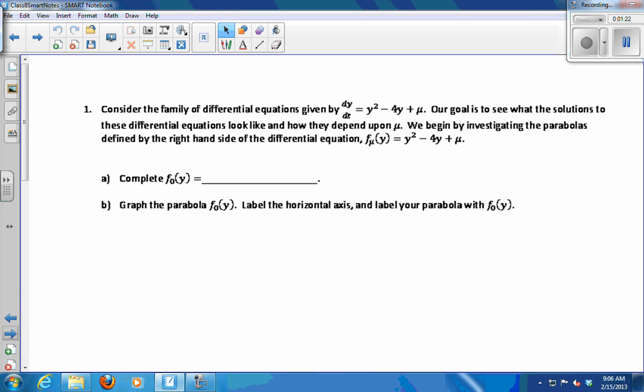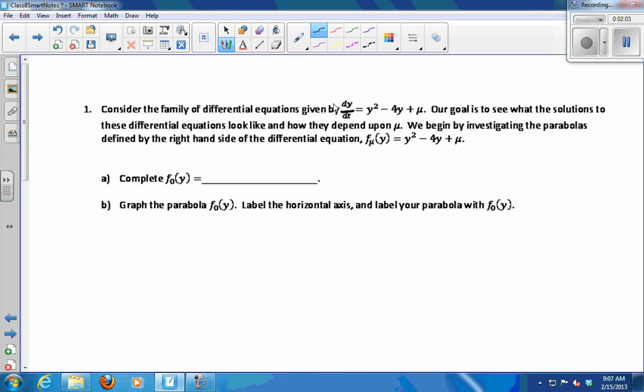All right, so we're going to do an example together, walk you through it, and then I'll give you another one where I walk you through it on the paper, and then you'll do one totally on your own. So I have the differential equation dy/dt equals y squared minus 4y plus mu. Mu is going to be my parameter. It's that constant that changes. I want to see what the solutions to these differential equations look like and how they depend on mu. So this is really a family of differential equations. It's a different differential equation for every value of mu, for every constant that I tack on the end there.